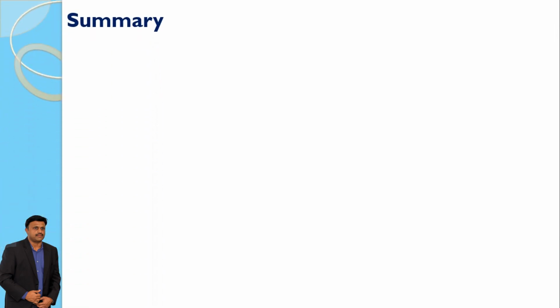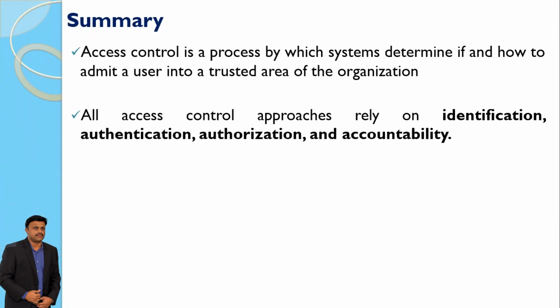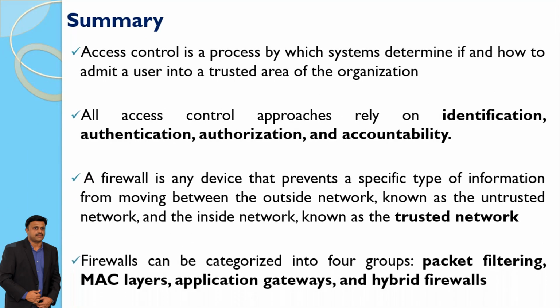Access control determines how systems admit users into a trusted area. It relies on identification, authentication, authorization, and accountability. Firewalls prevent unauthorized information transfer and can be categorized into packet filtering, MAC layers, application gateways, and hybrid firewalls.